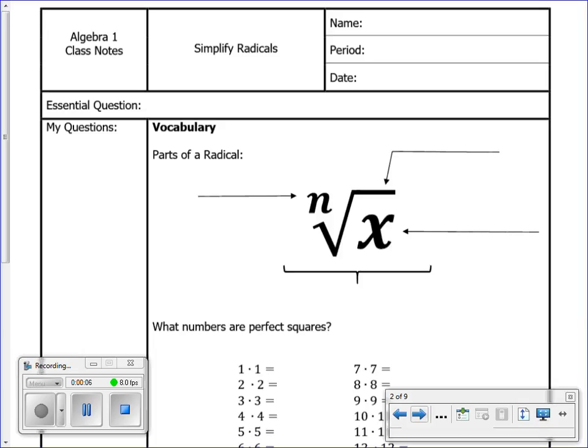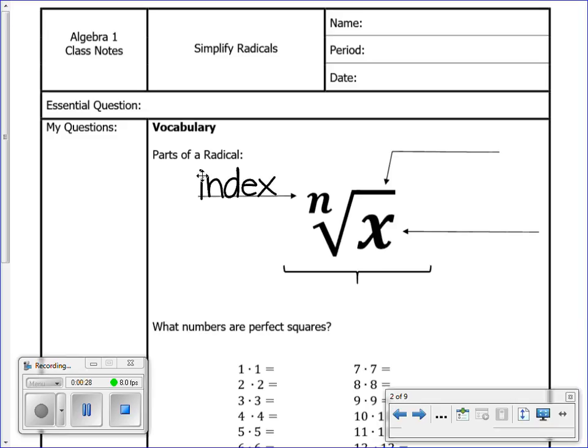Today's topic is simplifying radicals. So the first thing you have to look at is the parts of a radical, and you have to be able to break this down. First things first is this n. This little number that you sometimes see inside the little check mark of the radical sign is what we call the index.